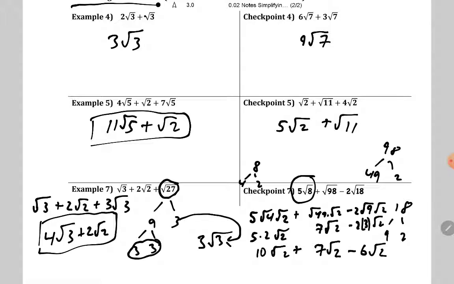So we have 10 apples plus 7 apples minus 6 apples. So 17 minus 6 square roots of 2. So 17 square roots of 2 minus 6 square roots of 2 is 11 square roots of 2.